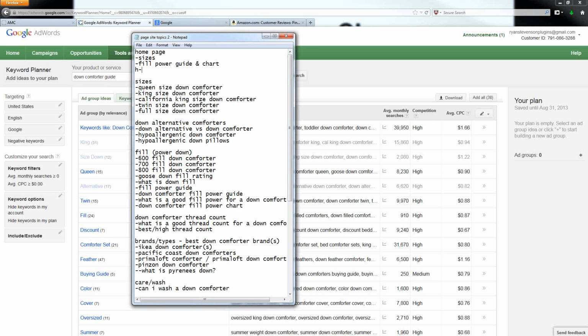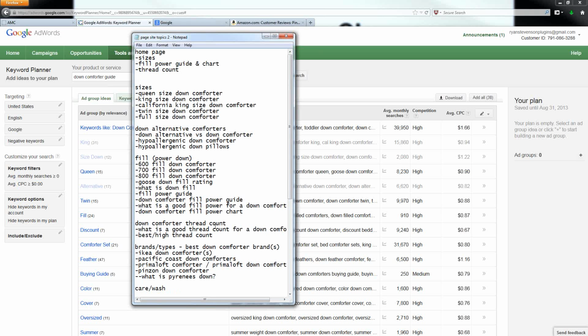The next one that I'm going to pick out is thread count. I have a couple of different points that I feel like I could address here, and I also feel like the thread count may have something to do with the leaking feathers for the down comforters. So this is, again, another point that I could try to address on this page.